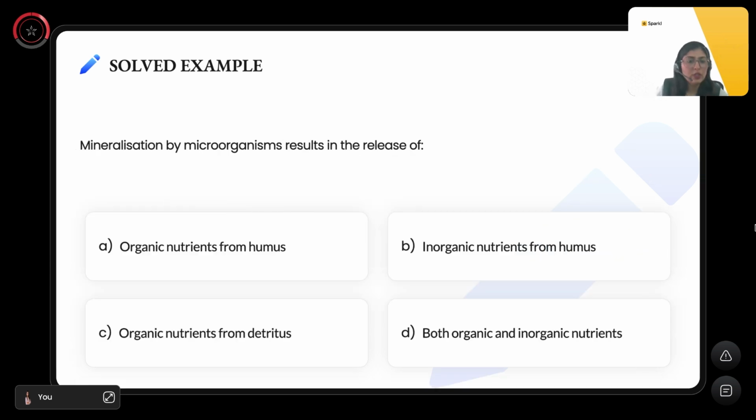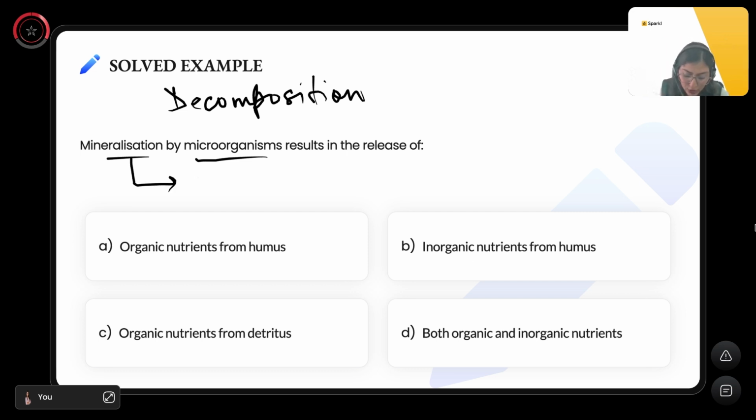Okay, so the question here is again asking about decomposition. Mineralization by microorganisms results in release of. Now, what happens during mineralization? So, beta, in decomposition, you have multiple steps. One of the steps is mineralization, and mineralization is the final stage.